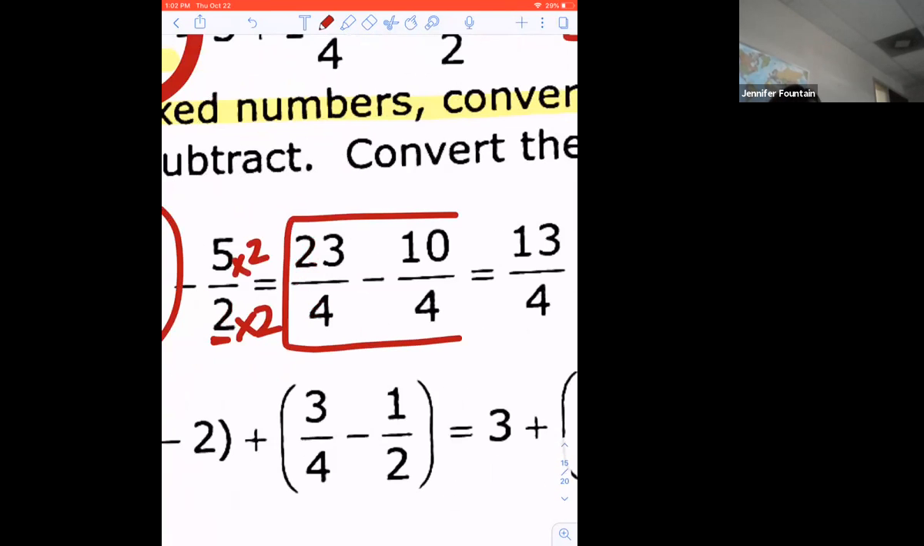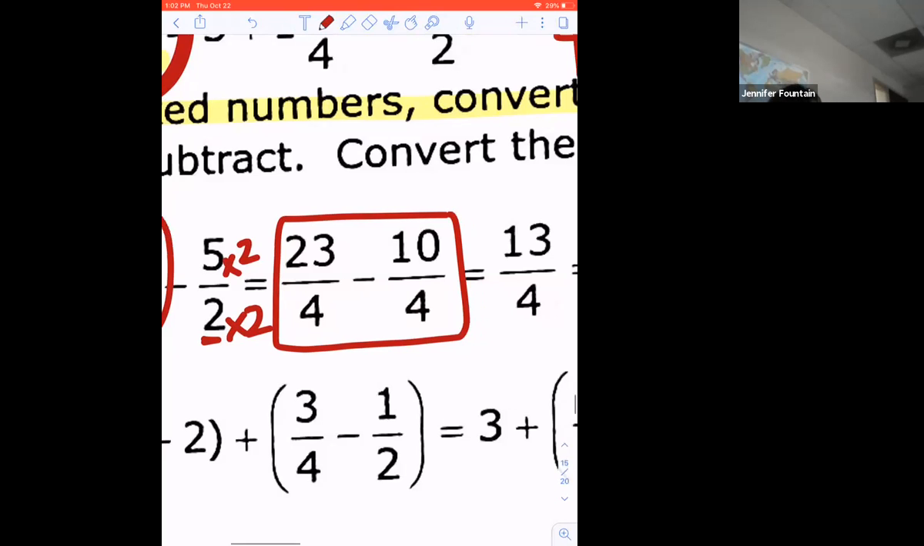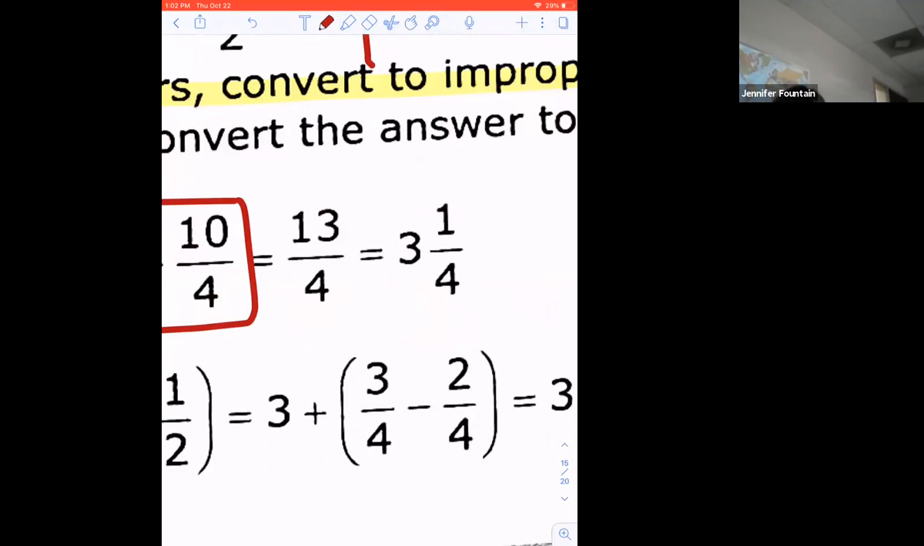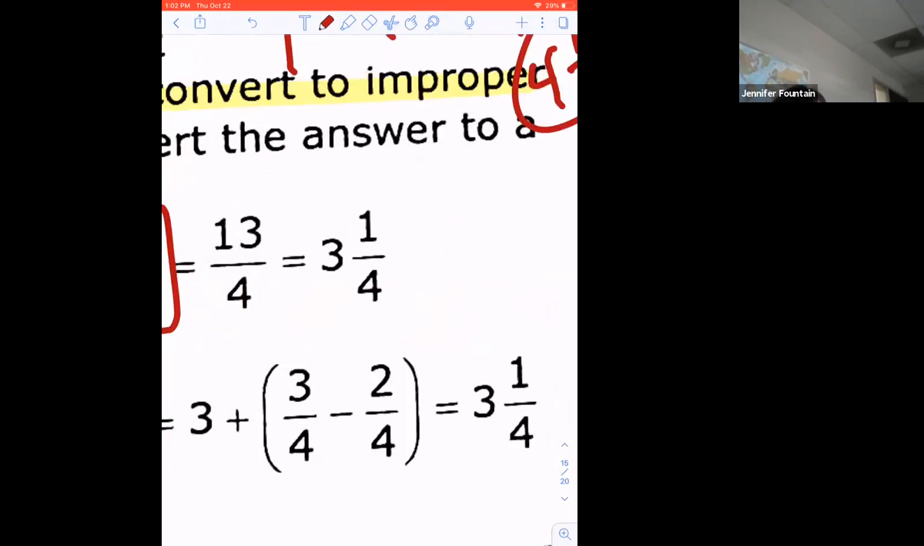So now I've got a new problem. I kept my first fraction, but then I had to change my second fraction with a common denominator. So now I have 23 over 4 minus 10 over 4. When I subtract the numerators, keep my denominator, so now I'm 13 over 4. And again, once I have my improper fraction, I can change it to a mixed number.